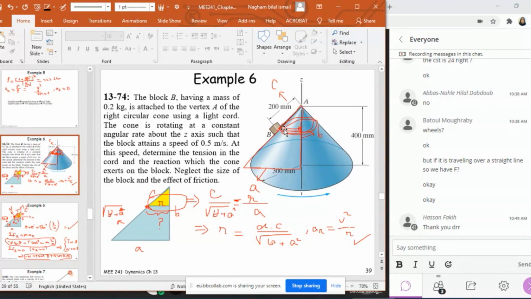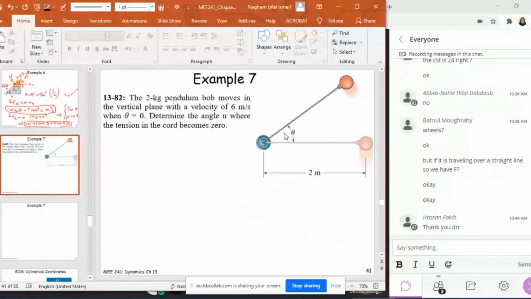This is an example of a pendulum that is moving in a vertical plane with a velocity of 6 meters per second when theta is equal to 0. I need to determine the angle theta where the tension in the cord becomes 0. So I need to find a relation between the tension and theta. If I know that relation, I can find the angle at which this tension is equal to 0.